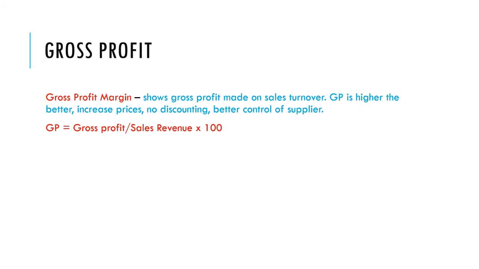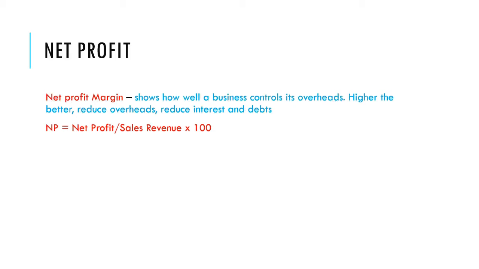Gross profit is the next one. The gross profit margin will show the gross profit made on sales turnover. The higher the gross profit is, the better it is. You can increase it by increasing prices, by not discounting, and having a better control of your supplier. Quite a simple equation. It's gross profit divided by sales revenue times by 100.